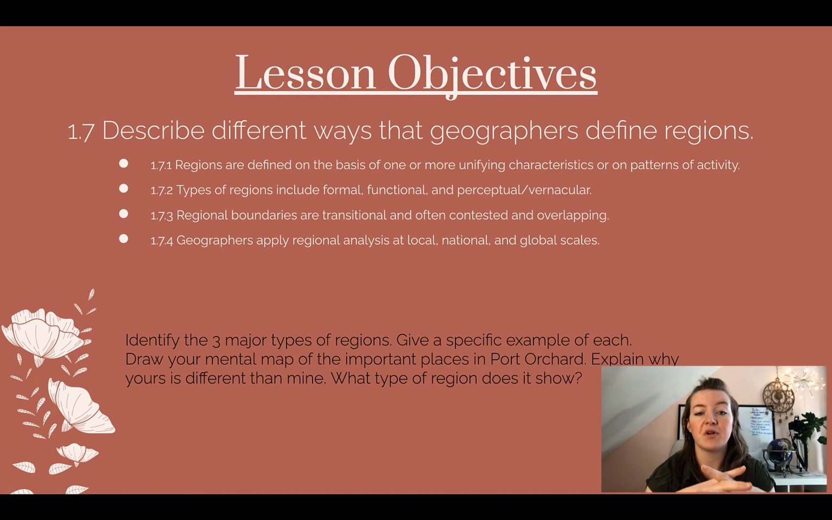Then I want you to draw a mental map, meaning what the map that you see in your mind of important places in Port Orchard. And it's a mental map, it's yours. What do you think is important, or what's important to you in Port Orchard? And then I want you to explain why yours is different than mine and what type of region that would show. Okay?